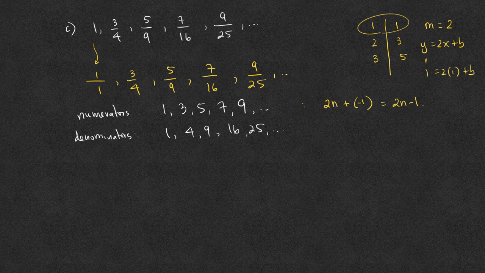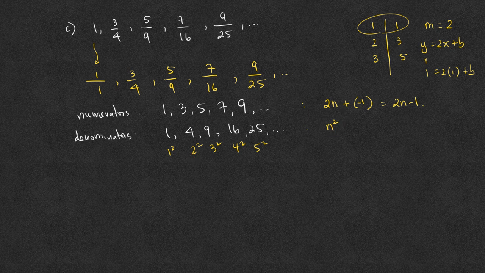The sequence starts with n equals 1, and so this is a sub 1, not a sub 0. The denominators are basically the square of the input. This is 1 squared, 2 squared, 3 squared, 4 squared, 5 squared. And so we see that in the denominator, it is simply n squared. When n equals 1, we have 1 squared. When n equals 2, we have 2 squared.